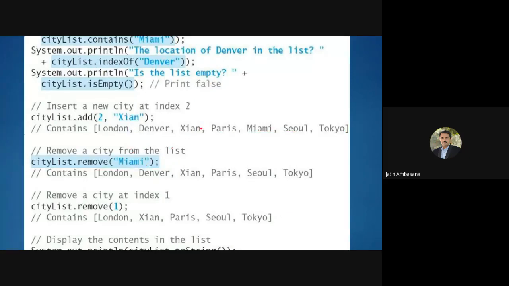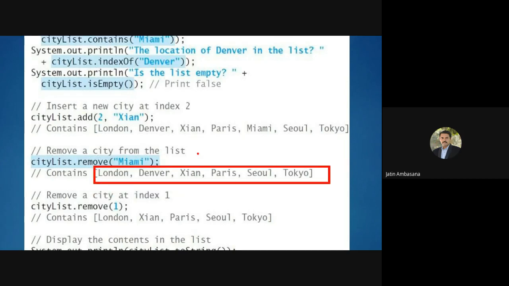Check this out. Now we are removing what? Miami. So Miami is currently at location 4. See, this is location 0, 1, 2, 3, and 4. So from location 4, you are removing Miami. So what happens? Seoul, Tokyo, and all, which were at location 5 and 6, they would shift left. As simple as that. You can see that the new list is like this: London, Denver, Zan, Paris, Seoul, and Tokyo. Miami was here, but now it has been removed.